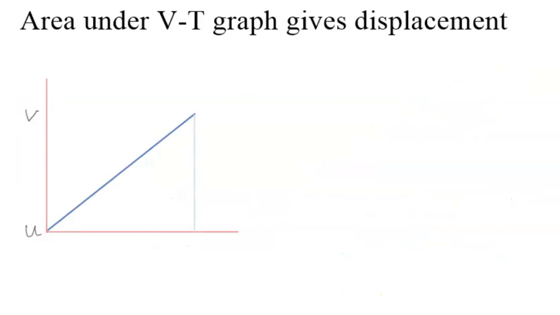So the displacement is 50 meters. Let's now consider an object that's moving at a constant acceleration where its initial velocity is 0 and it's increasing its velocity up to, let's say, its final velocity of 10 meters per second. And it travels for 5 seconds. This time the area under the curve is a triangle.